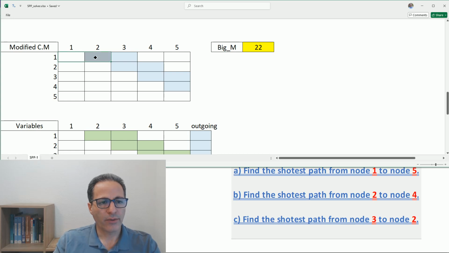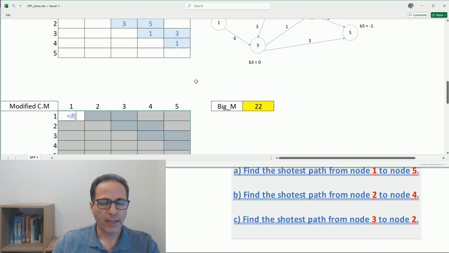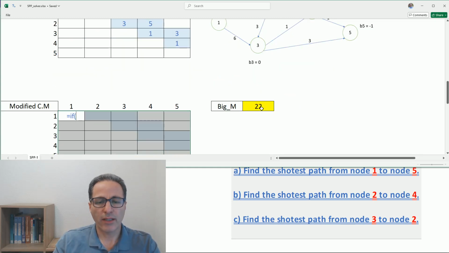And since it's for an array, we want to find all the values at once, then you need to select them all like this. And then start to write the formula equal. What is the conditional? I want to check what condition I want to see. If in this matrix I have a blank, it means that we don't have such an edge, then we need to give a big M as a Cij for that.